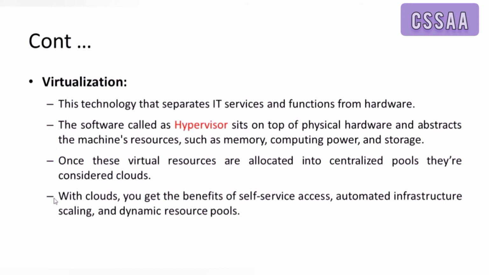The second one is virtualization, and this technology separates IT services and functions from the hardware. The software called a hypervisor, which is the virtual machine manager, sits on top of the physical hardware and abstracts the machine's resources such as memory, computing power and storage. Once these virtual resources are allocated into centralized pools, they are considered clouds. With clouds, you get the benefit of self-service access, automated infrastructure scaling and dynamic resource pools.